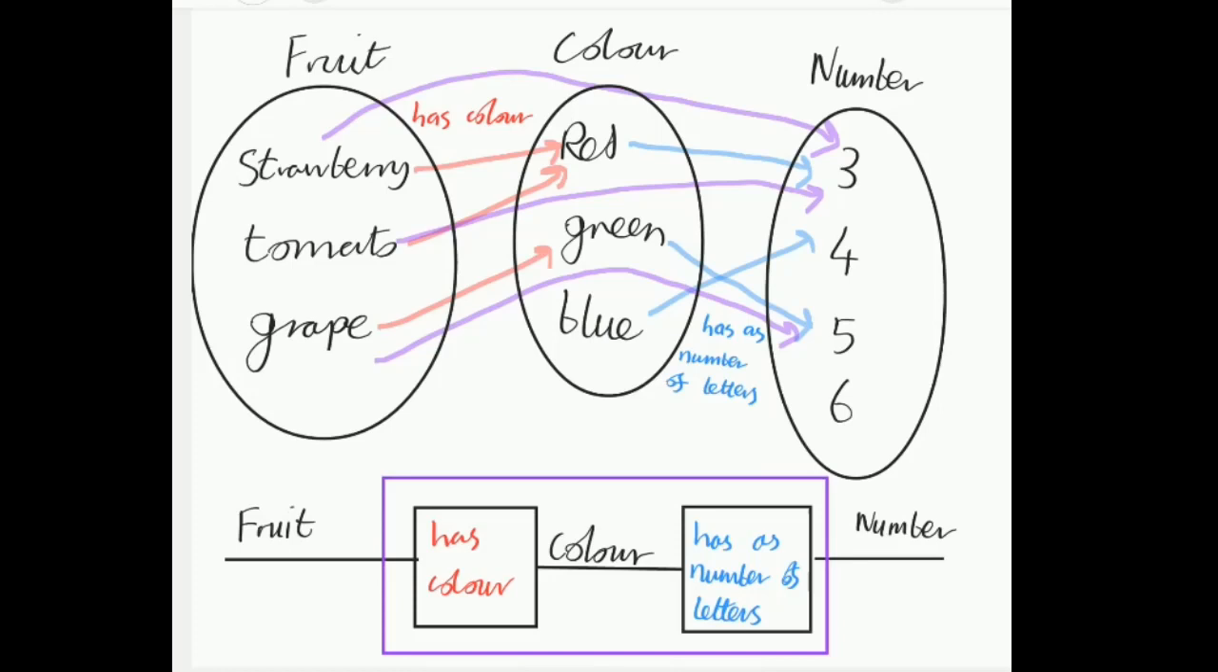And the nice thing about this is that we can sort of imagine being able to open the box and actually see how this function works, how it takes in a fruit, determines the colour of the fruit, and then determines the number of letters in the word for that colour.